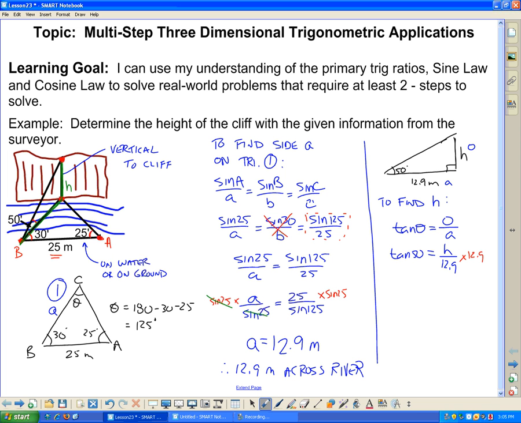Multiply both sides by 12.9. That allows us to isolate for the h. So h will equal 12.9 multiplied by tan 50. So we get 15.4 meters. So therefore, the cliff is approximately 15.4 meters high. So there you go.